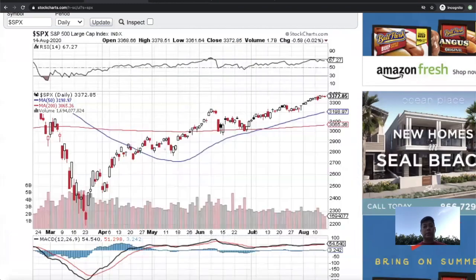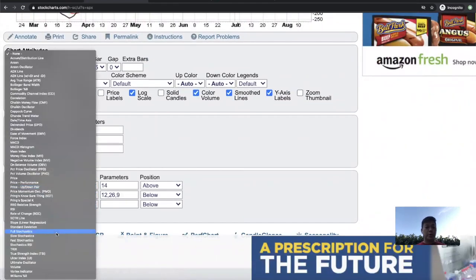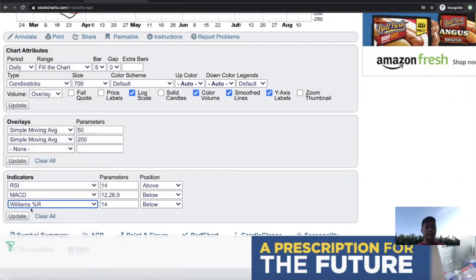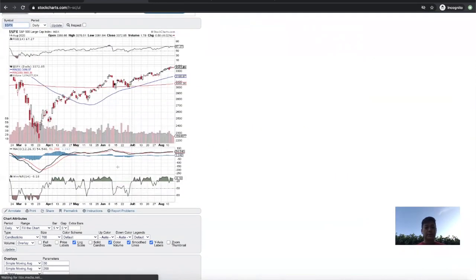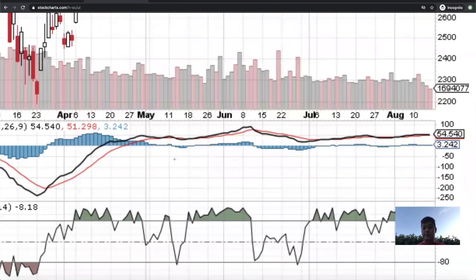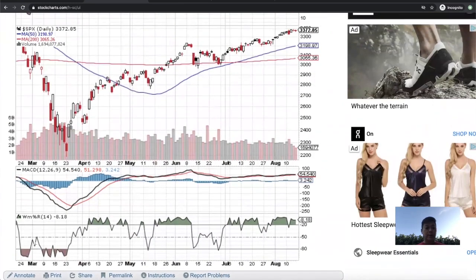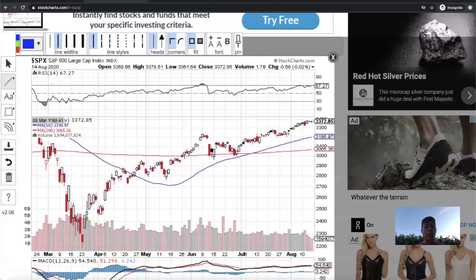Now I also want to show a couple more things that I use a lot. Indicator goes to here and then go to Williams %R. Okay, I like Williams %R. You can always play around with changing the parameter. This is 12 days, 9 days, and the default is 14 days for Williams %R. Now you can also look at this. Williams %R has been telling us many times that the market has been very overbought.